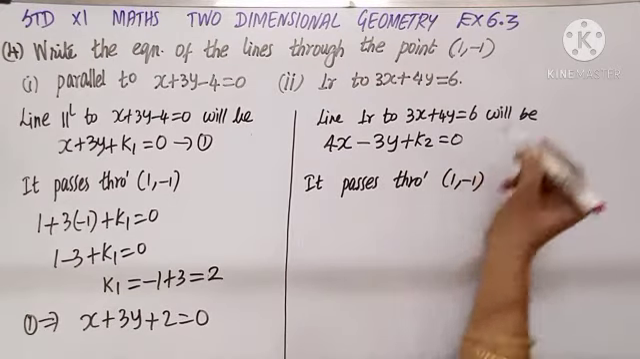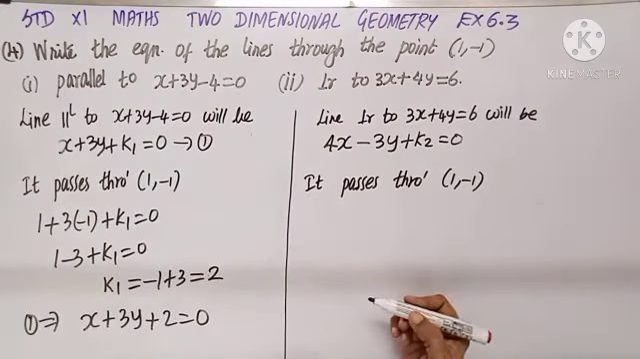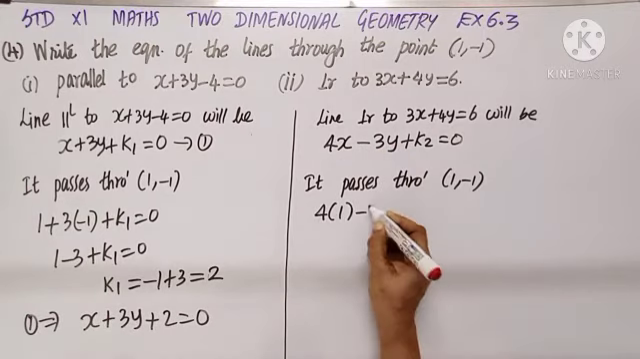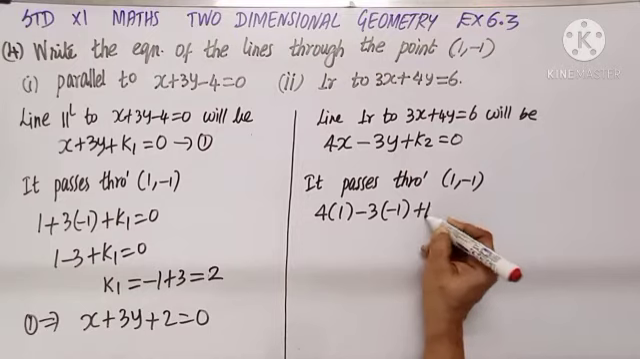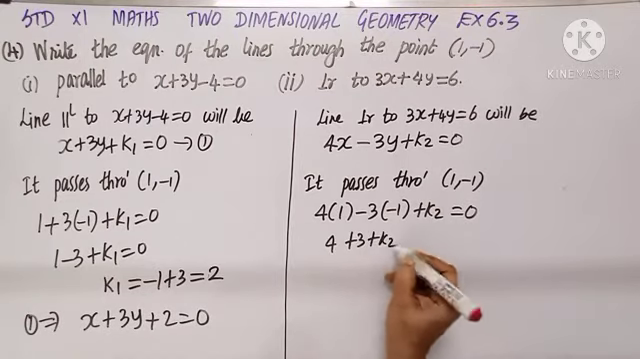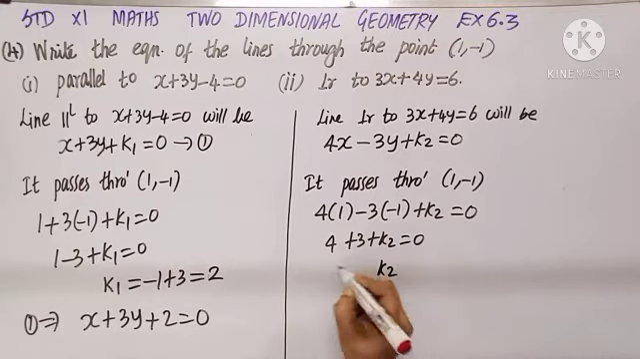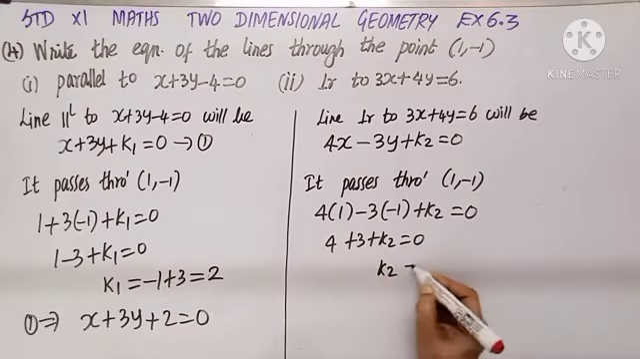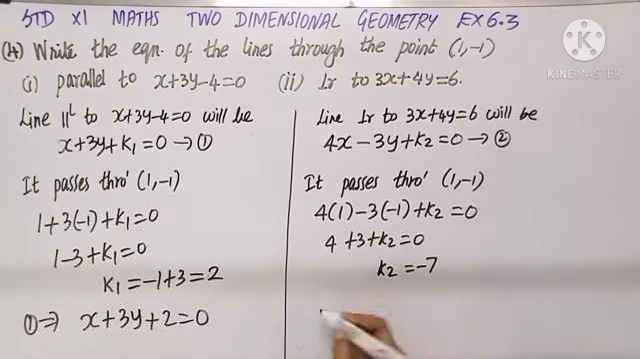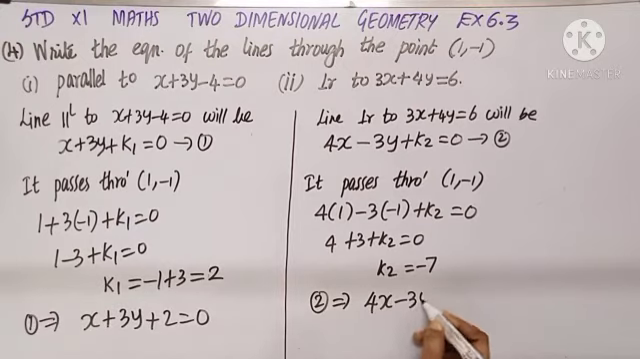Again, it passes through 1, minus 1. Substitute. Wherever x comes 1, wherever y comes minus 1. As I simplify, 4 plus 3 plus K2 equals 0, or 4 plus 3, 7 goes to the right as minus 7. Put it back in the equation. So the required equation is 4x minus 3y minus 7 equals to 0.